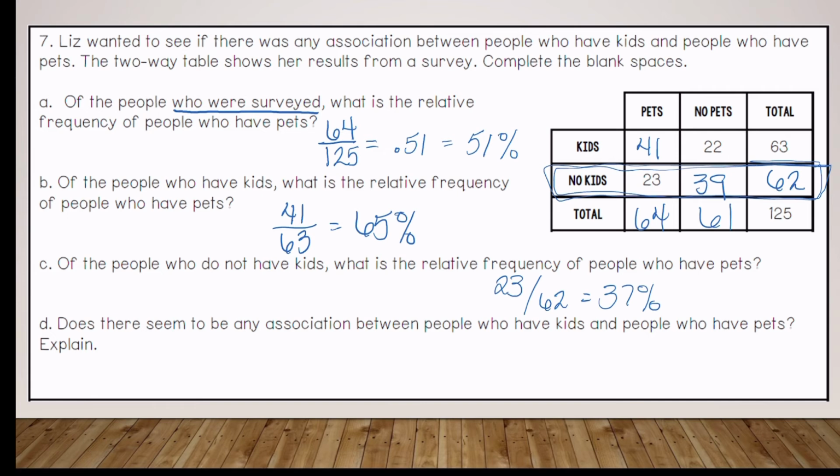So there does seem to be an association. So we would put yes, because people with kids are more likely to have a pet. Okay, because look at our percents in comparison to everything.